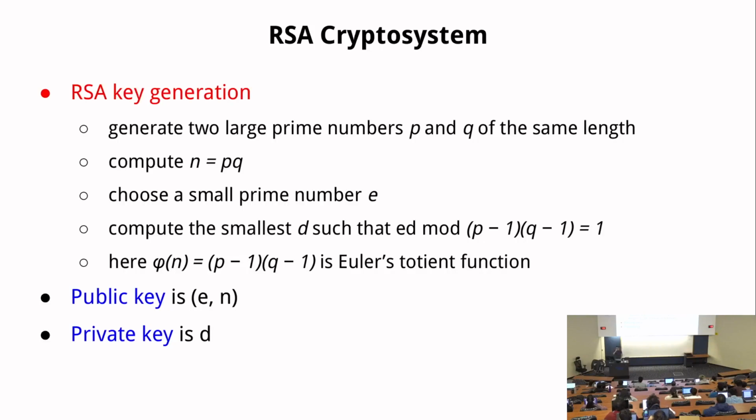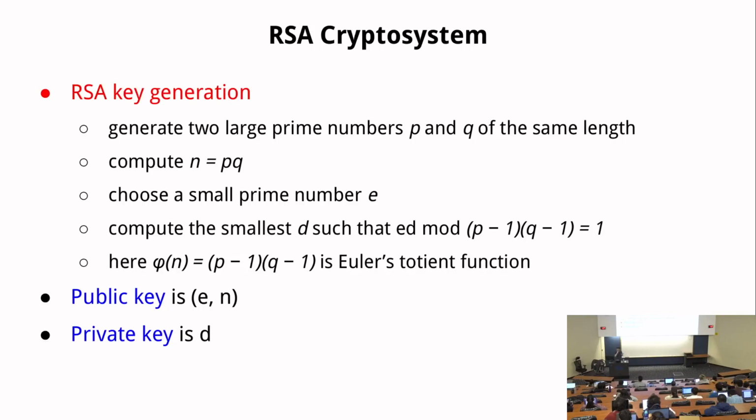Then you choose a small prime number E. And that small prime number E will be our public key. The reason we make it small is because it's public. We want to make it shorter, okay?